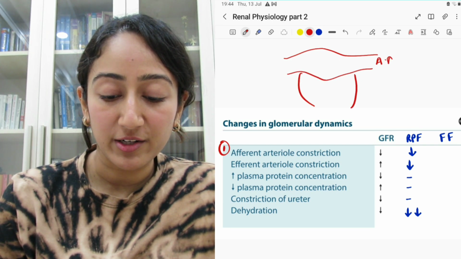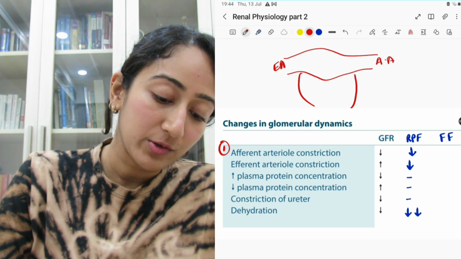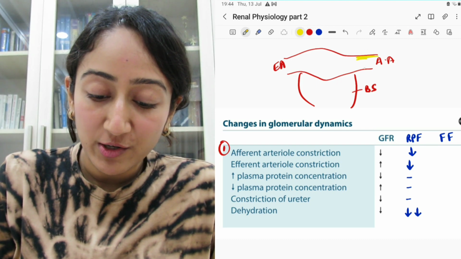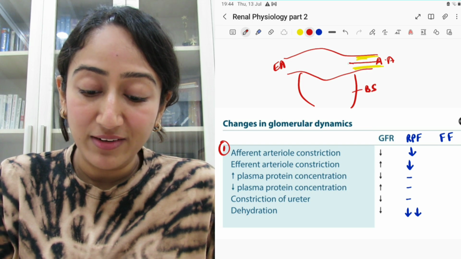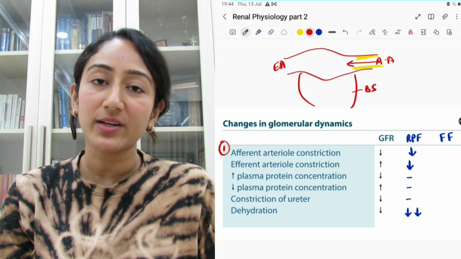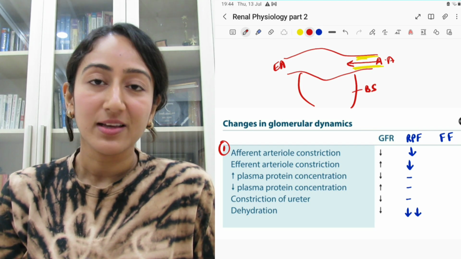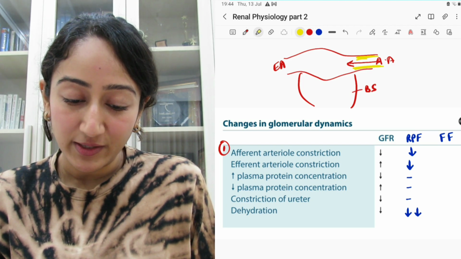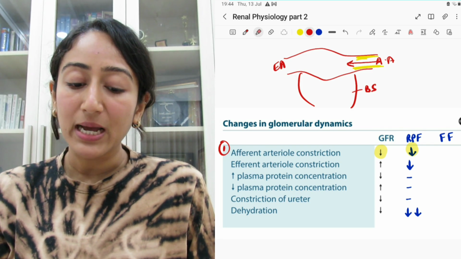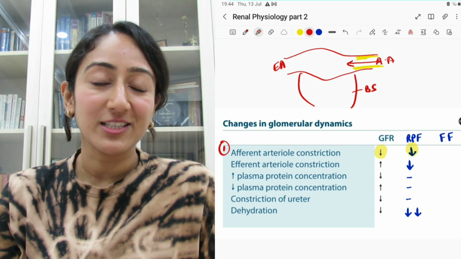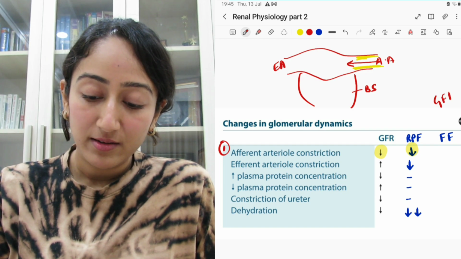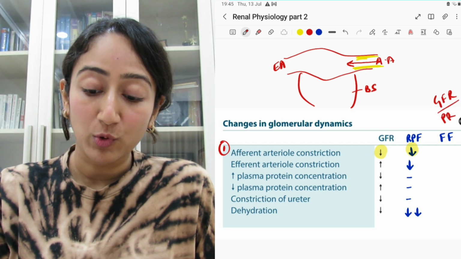So this was our afferent arteriole, and this was our efferent arteriole, and this was our Bowman space. Alright, so when your afferent arteriole constricts, obviously you're going to have less renal plasma coming into the glomerular capillaries, and of course if less plasma comes into it, less filtration will also happen. So ultimately GFR will also decrease, right? So I think it makes sense to say that GFR will also decrease and renal plasma flow will also decrease. What happens to the filtration fraction? Let us first revise the definition of filtration fraction. It was our GFR upon renal plasma flow.